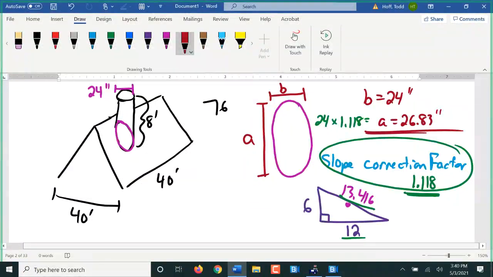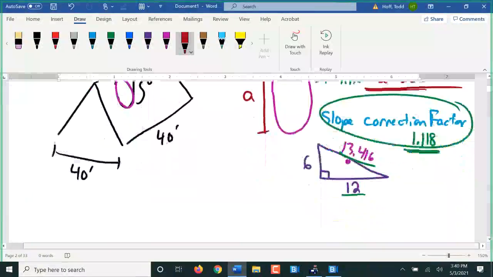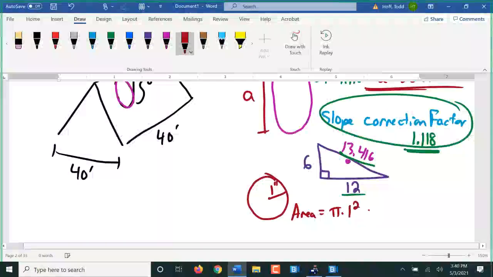That slope correction factor is also going to come into play when we try to find the area of that circle to cut out of our roof. Area of the circle, this would be a radius. Now 12 inches is 1 foot, so I'm going to use 1 foot. So that area, pi times 1 squared, otherwise known as 3.14 square feet.